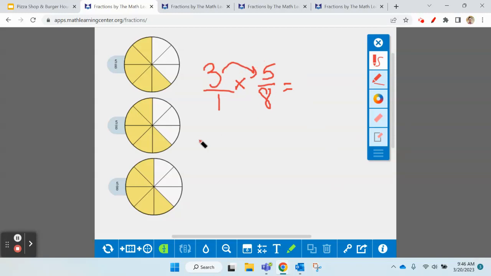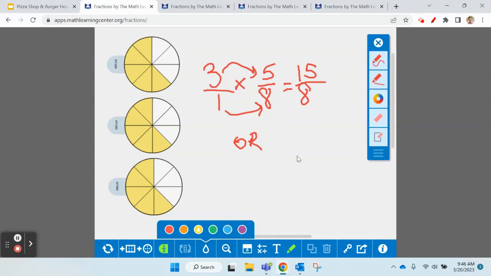I'm going to go ahead and put my whole number over 1, and then we can multiply across. 3 times 5 is 15, and 1 times 8 is 8. So we should have 15/8, that is an improper fraction. So we can also make a mixed number of it. How that works is how many times can 8 go into 15? 1 full time, and then we have 7 pieces left over out of 8. So 15/8 is the same thing as 1 and 7/8.